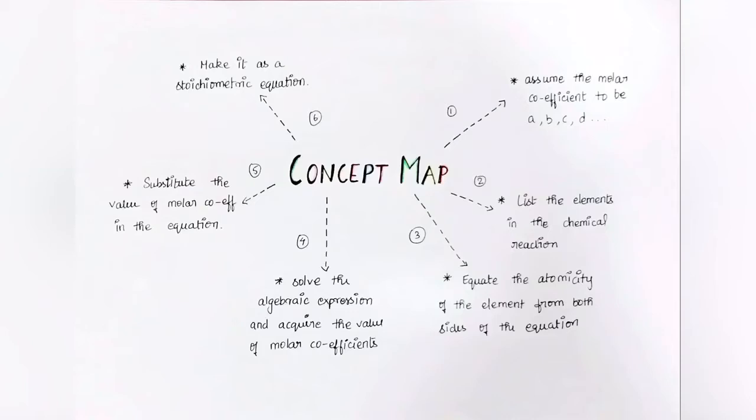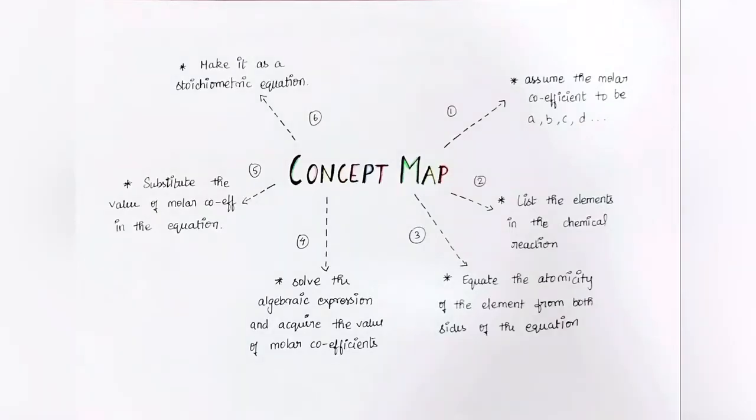And the second step is to list the elements in a chemical reaction. So always in a chemical reaction, before balancing it, we have to list the elements in the reaction to get a clear picture of which elements we are dealing with. And the third step is to equate the number of atoms of an element from both the sides of the equation. When we do this, we get an algebraic expression.